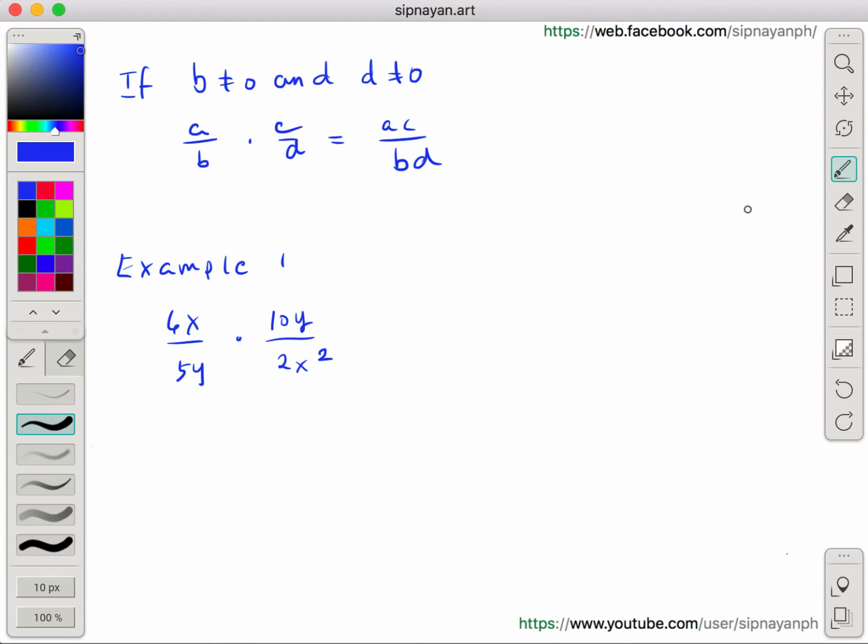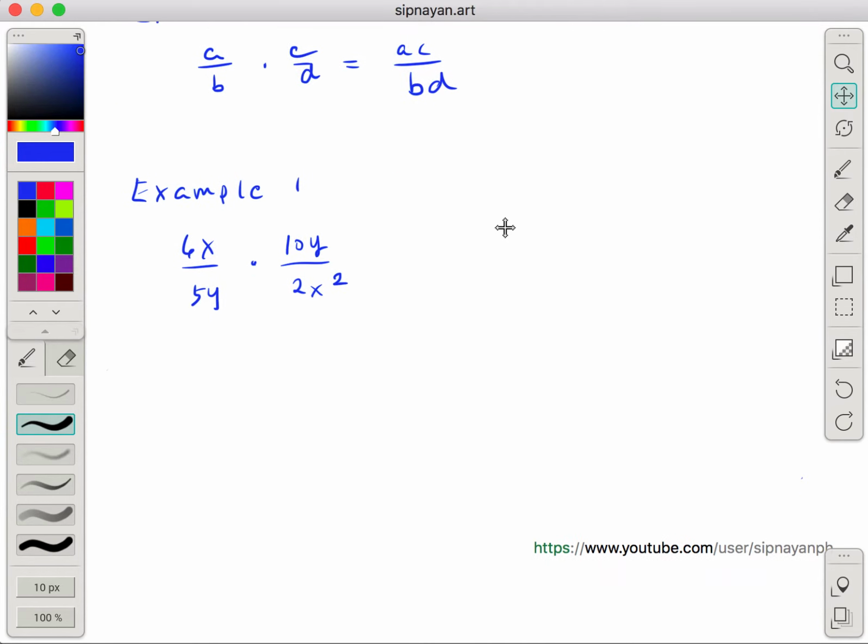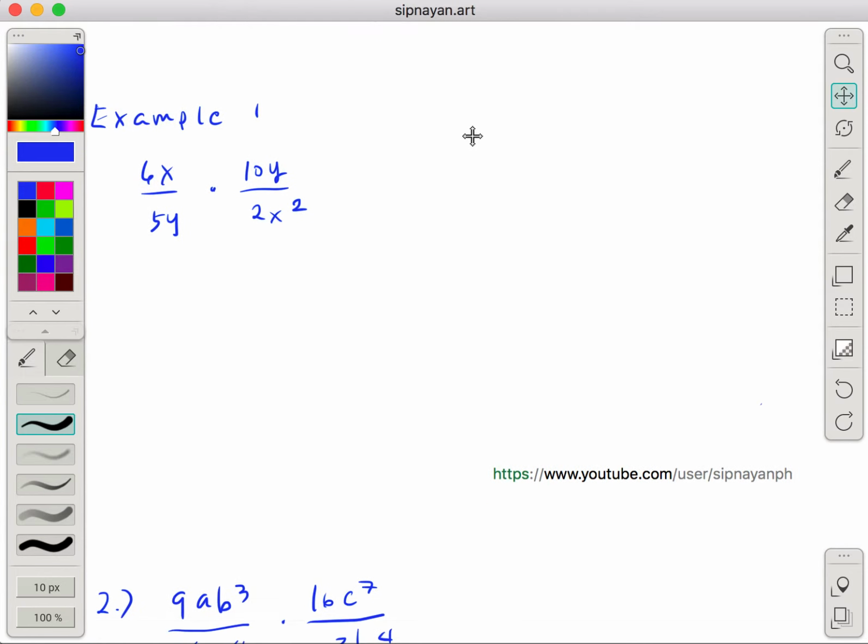So dito, let's have an example. Of course, this can be expanded. Kung more than two rational numbers tayo, kung meron pa tayong e over f, then i-multiply natin lahat ng numerators and then i-multiply din natin lahat ng denominators. And then the product of the numerators will be the numerator of the fraction na sagot natin, and the product of the denominators will be the denominator of the fraction din na sagot natin. So that's basically the idea.